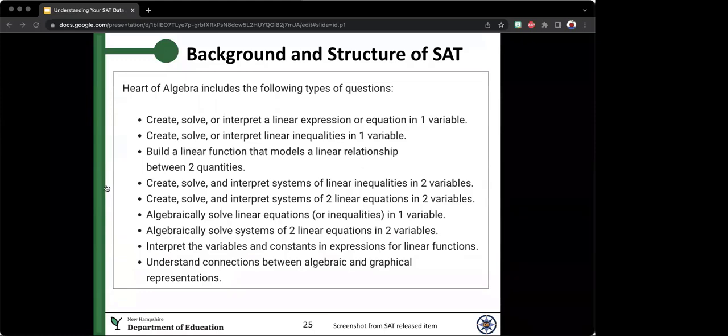So here's a little bit more information about the Heart of Algebra and sort of the breakdown. So again, this is all about linear equations and functions. It's going to ask them to create equations that represent a situation, or solve equations and systems of equations, and make connections between different linear relationships.